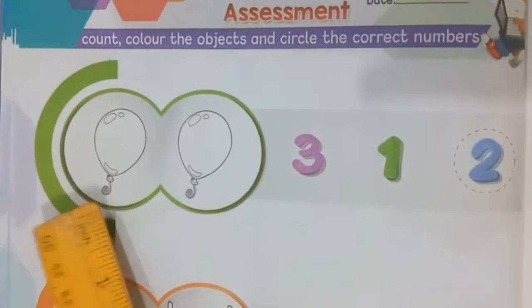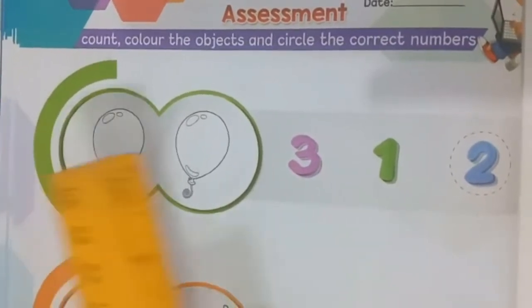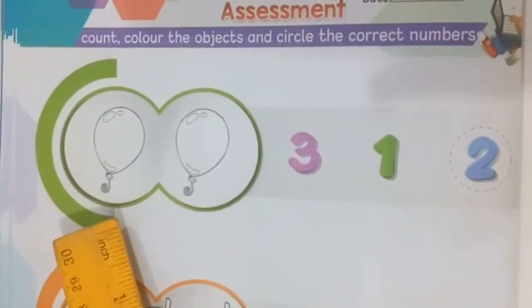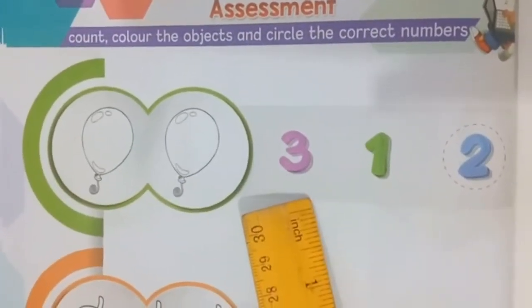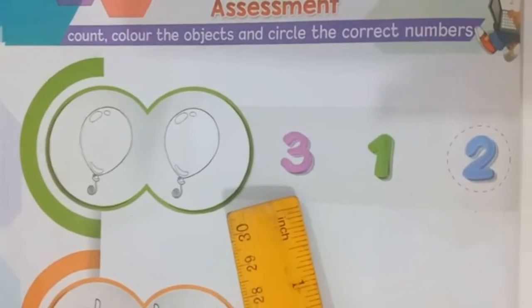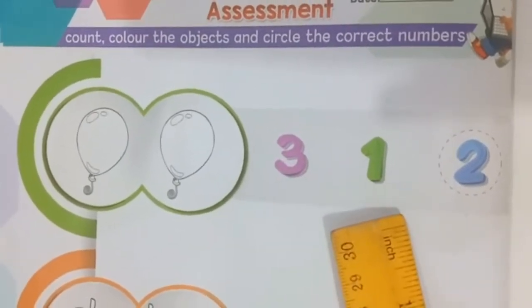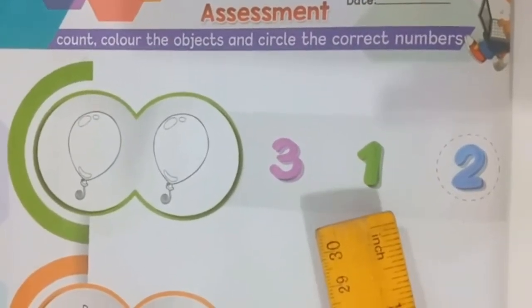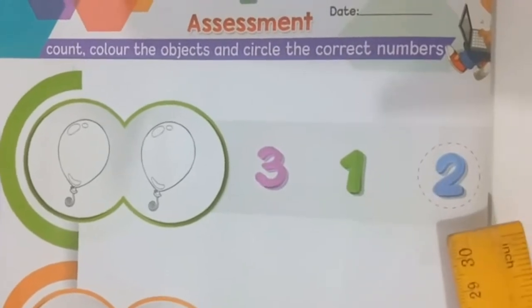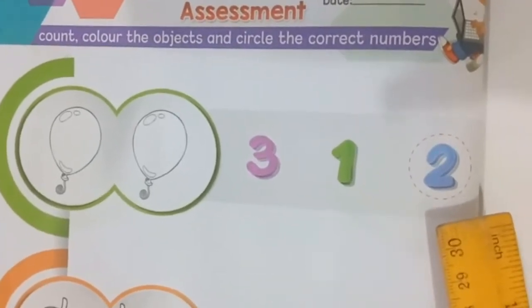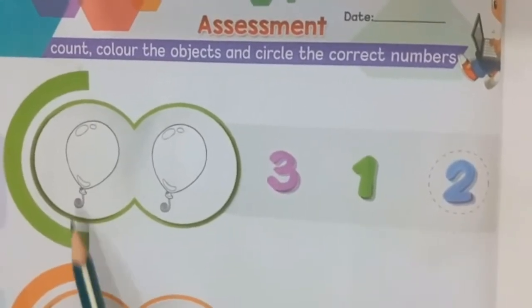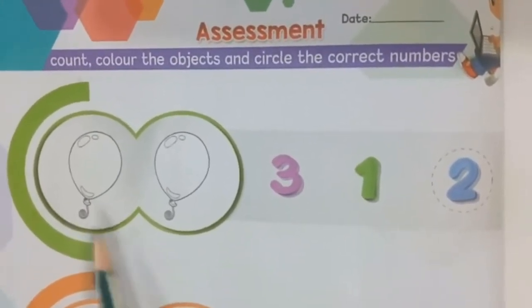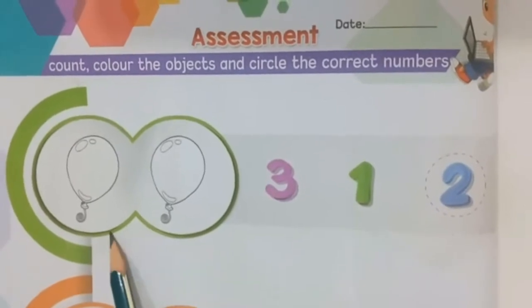First, we count the balloons. 1, 2. How many balloons are there? 1, 2. Which number is this? This is number 3. Which number is this? This is number 1. Which number is this? This is number 2. Okay, student, again count the objects. How many balloons are there? 1, 2. 2 balloons.